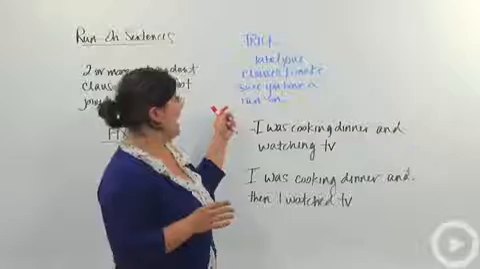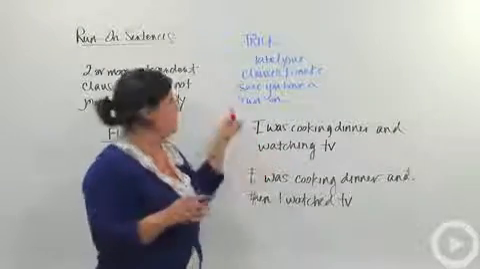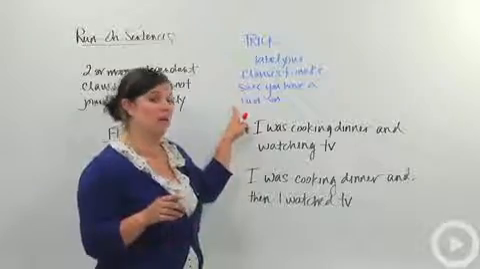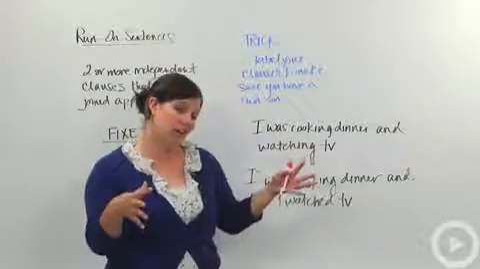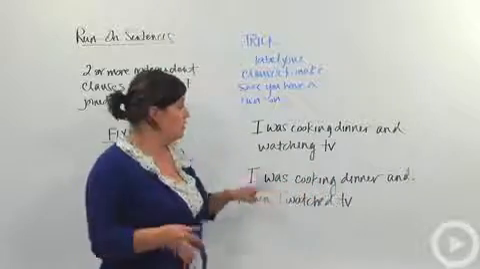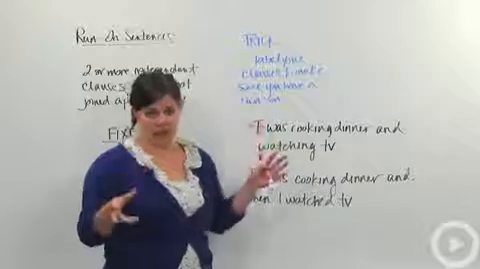The one tip I have, though, is that when you're identifying run-on sentences, make sure to label your clauses to make sure that you actually have one. There can be some sentences out there that look like run-ons that aren't actually run-ons. So let's take a look at this first example. We have, I was cooking dinner and watching TV.